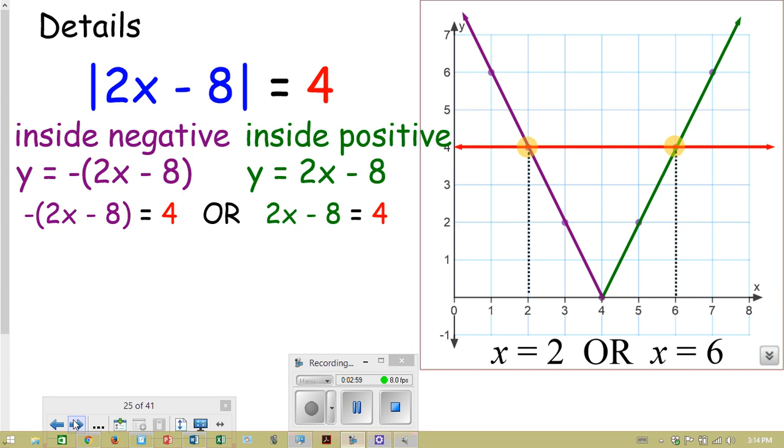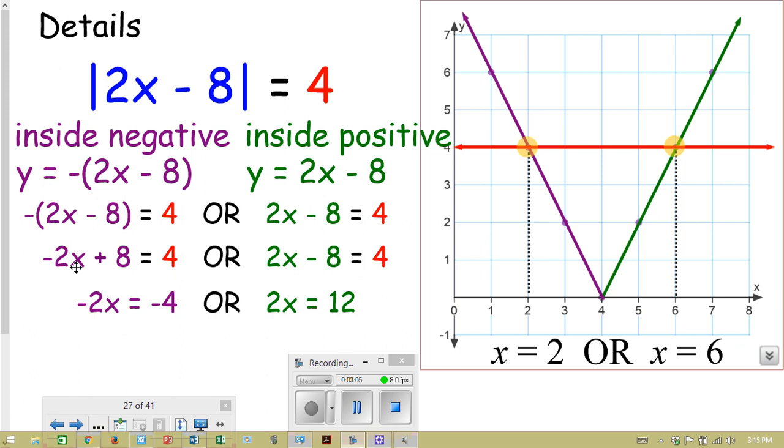And then all we have to do is just solve each one of those. So we distribute through the negative, subtract the 8 here, add the 8 on both sides here, divide by the negative 2 here, and divide both sides by the 2 here. And we get our 2 answers from an algebraic point of view and the graphical point of view.